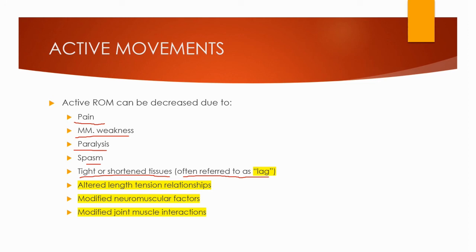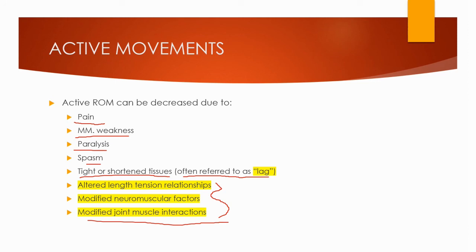Altered length tension relationships of muscle can affect active range of motion. Modified neuromuscular factors can affect active range of motion. Modified joint muscle interactions, such as total knee replacement, which changes the axis of rotation of the joint and the leverage angle of pull of the quadriceps muscles. These are all things that additionally can impact active range of motion.